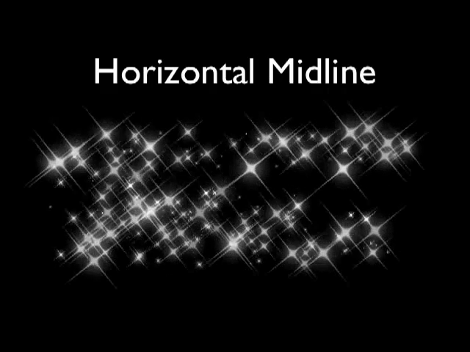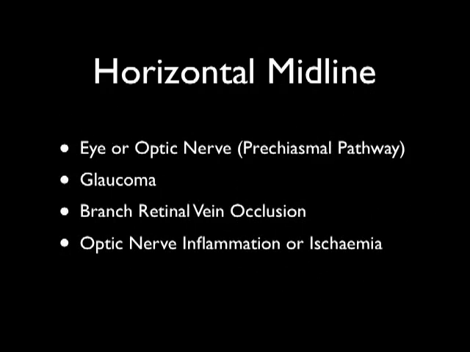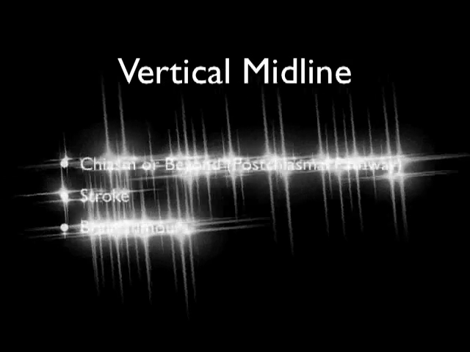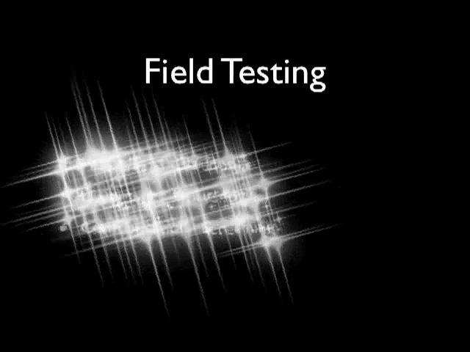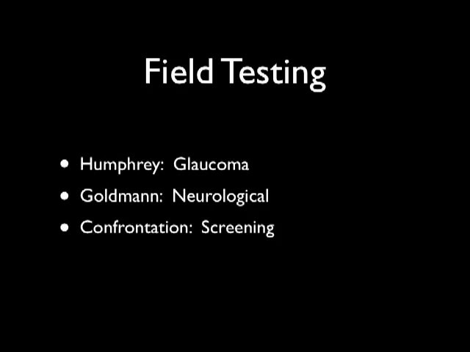Field defects which respect the horizontal midline usually arise from the eye or optic nerve. Causes include glaucoma, branch retinal vein occlusion, optic neuritis and optic nerve ischemia. They should be assessed by an eye specialist. Field defects which respect the vertical midline may arise from the optic chiasm and beyond. Causes include stroke and brain tumours. Humphrey field testing is routinely used to screen and monitor glaucoma, while Goldmann testing may be used in neurological field defects. Examination to confrontation can be done quickly, so that it need not be missed out of any routine neurological or ophthalmological assessment.